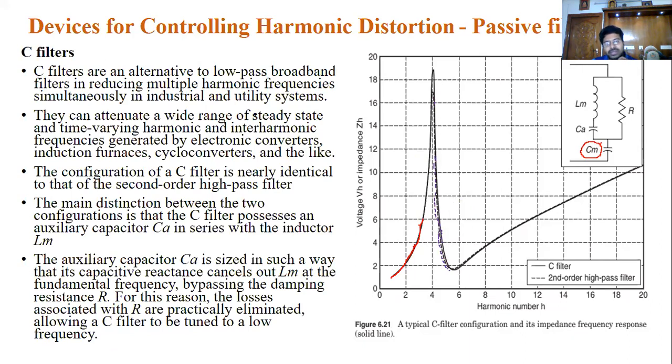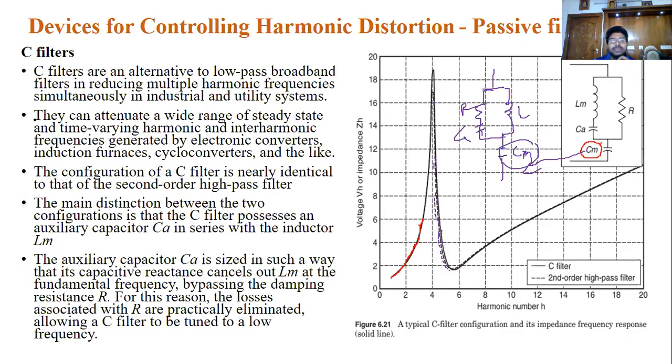So what are the advantages? This is the C type of filter. This is the second order high pass filter. You see the second order, what is the high pass filter? You have already seen that one, the RLC filter. The second order filter is simply this RLC filter. But in this C type of filter, you can additionally add another capacitor. You see this another capacitor, CM. We can call it another capacitor. This capacitor can be additionally added.